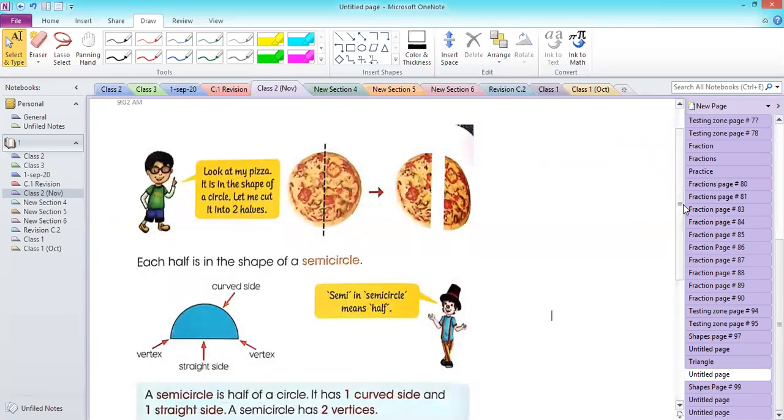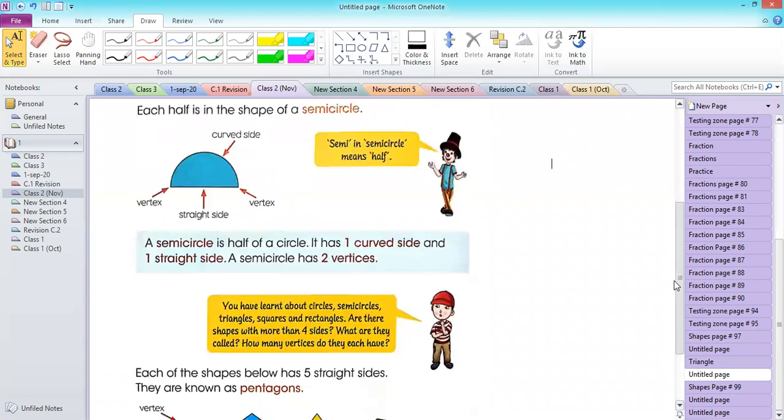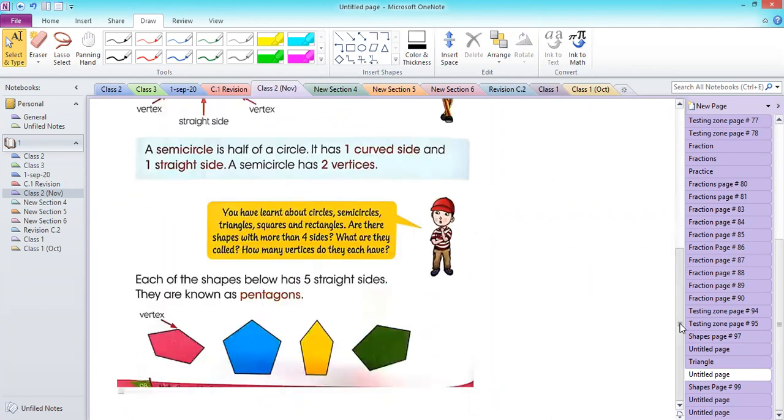So we have studied about this, guys. Semicircle: 2 vertices, 1 curved side, 1 straight side. You know about the pentagons as well. And look at these pentagons. These all are pentagons, okay?